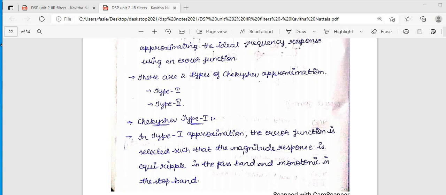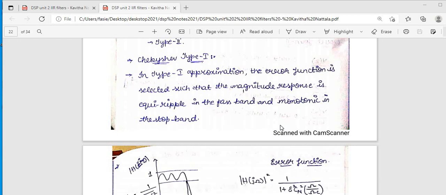So what is the LPF all about? We know that an LPF allows the lower frequency components and resists the higher components. If you have an HPF, it allows the higher frequency components and resists the lower frequency components. Similarly, in the same manner, we are going to proceed with the Chebyshev approximation. The basic idea of Chebyshev approximation is how we design the analog filter. To design the analog filter, we should know the error functions. So now we are proceeding with the first part, that is type 1.